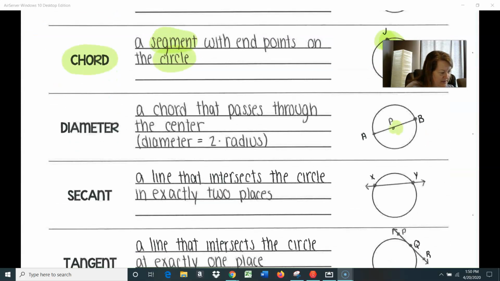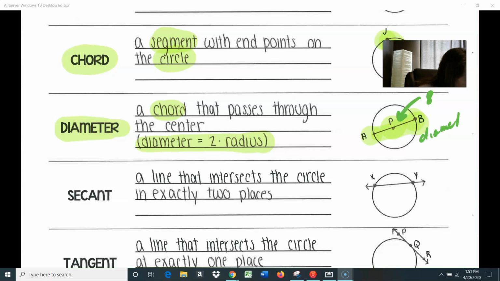Okay, now if that chord happens to include the center of the circle as well, so if that chord goes from A to B but also goes through the center, then it's no longer called a chord. It gets a very special name called diameter. And remember, we've already learned this once already, that if you needed to find the diameter from the radius, it's always 2 times the radius. So if I were to tell you that this amount right here is 8, then the diameter would be 16, 2 times 8, right?